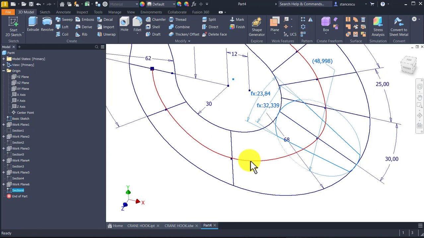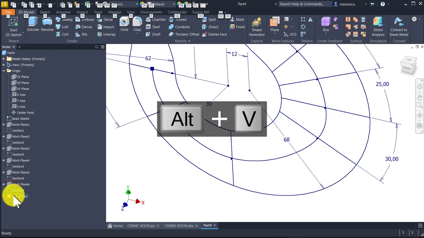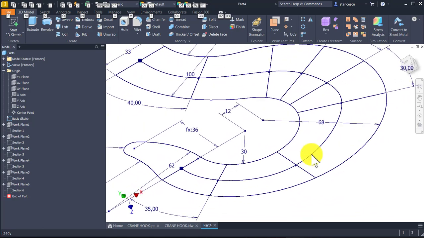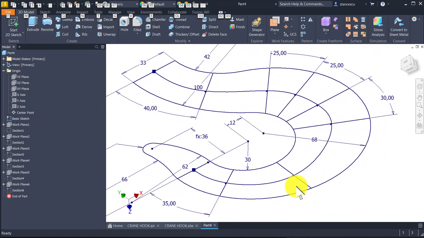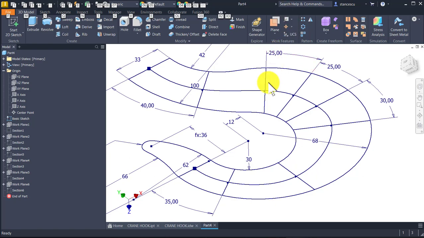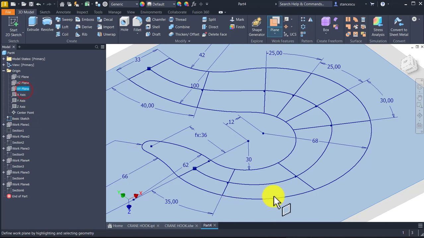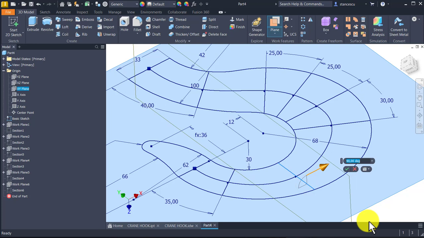Okay, we go to this one, but let me make this Alt V. Good, this was, and now we go to this. I apply the tool plane, XY. This is the seventh section. Okay.